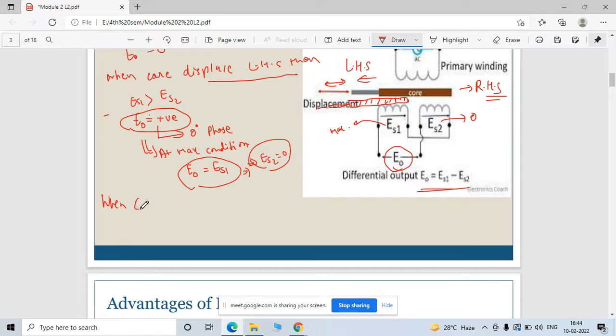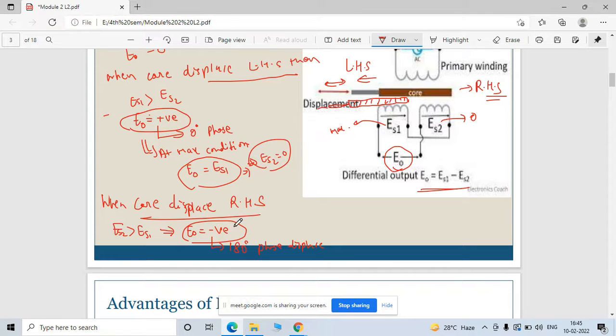When the core is displaced to the right hand side, then es2 is greater than es1. Now this is a mid position, right? So this e naught may be either positive or negative. Here e naught is negative, which denotes a 180 degree phase shift, or you can say phase displacement.